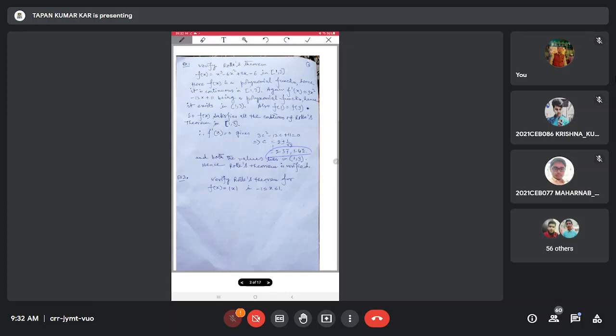Another example is given, verify Rolle's theorem for f(x) equal to mod x in the interval this, and you know that this mod x is not differentiable at 0, so Rolle's theorem is not applicable. If you can find one condition is not satisfied, then you don't have to check other conditions, then you can say that the theorem is not applicable.